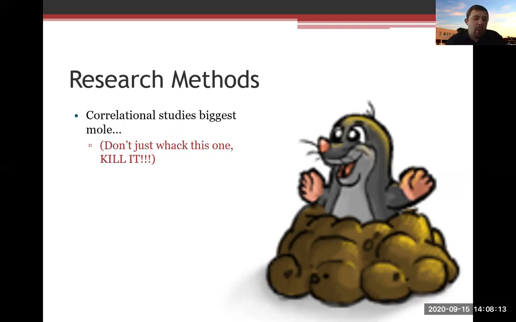But the biggest mole is that people confuse a correlation with one variable causing another. And it's easy to do because we see these variables move together, so one has to cause the other. But we didn't measure that.